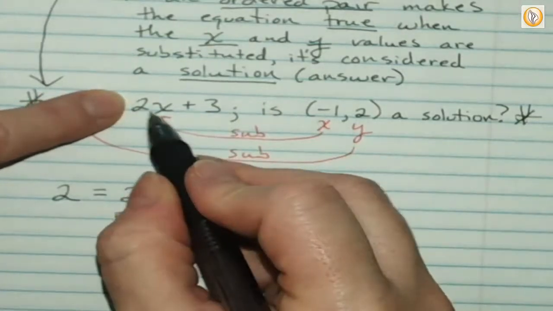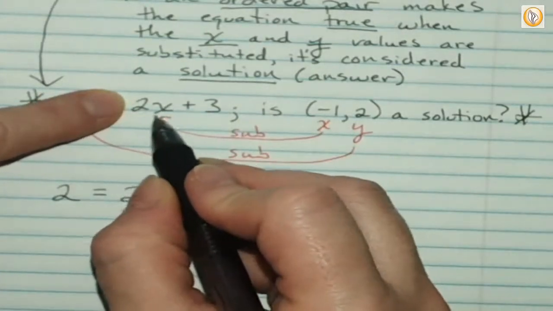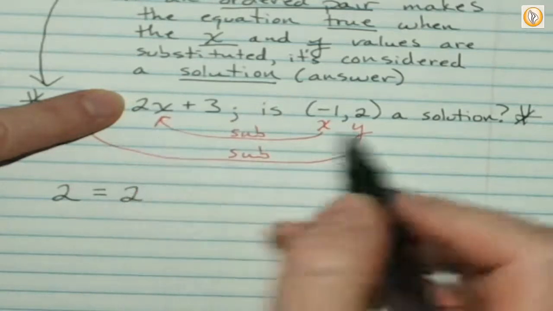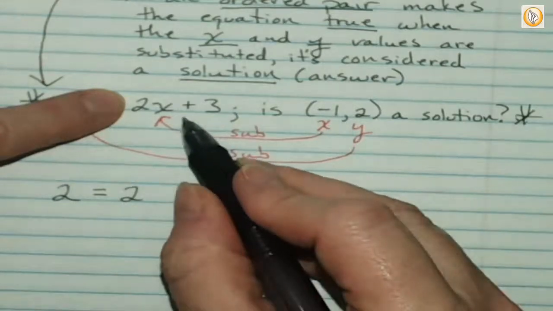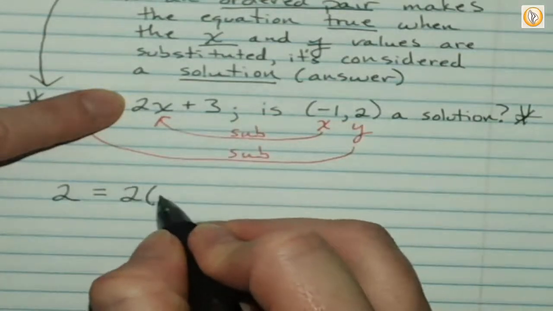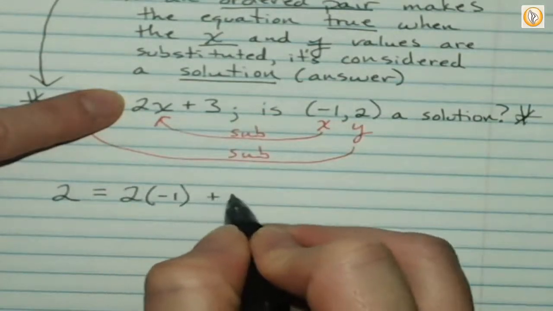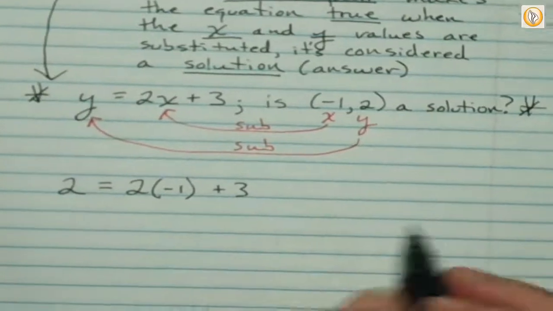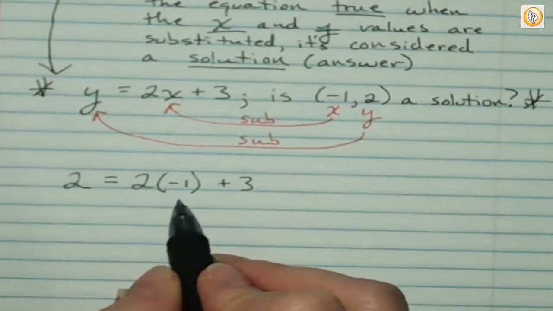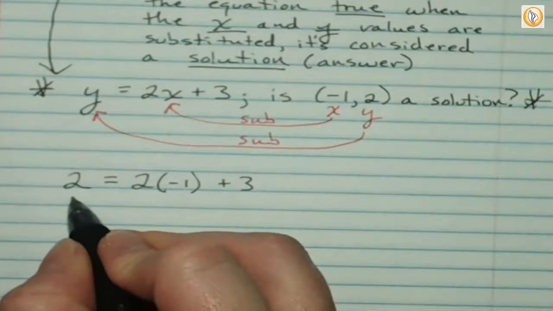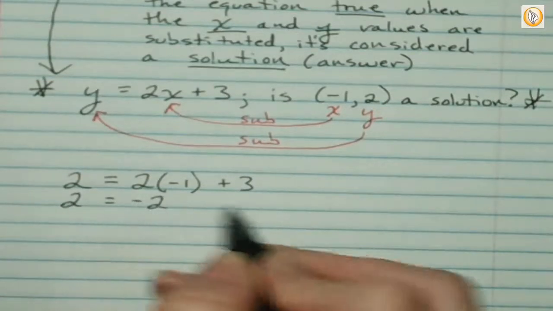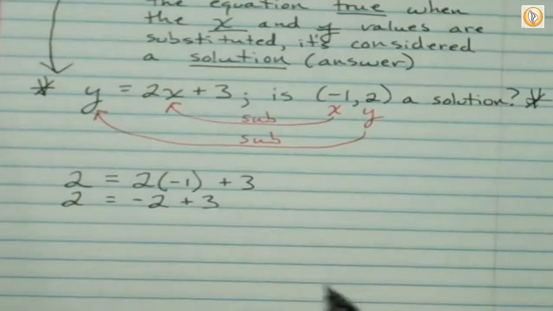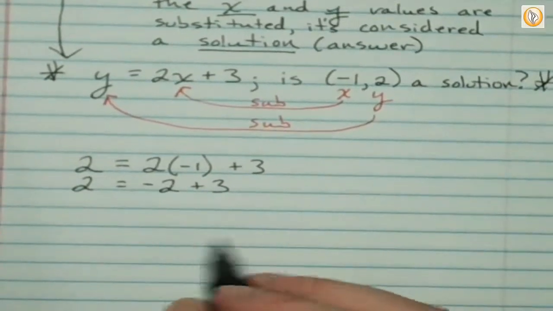Now, what operation is taking place with the x? Multiplication. So we're going to substitute that -1 in place there. So it's going to be 2 times -1 plus 3. So what is 2 times -1? -2, right? Plus 3. What is -2 plus 3, Emily?